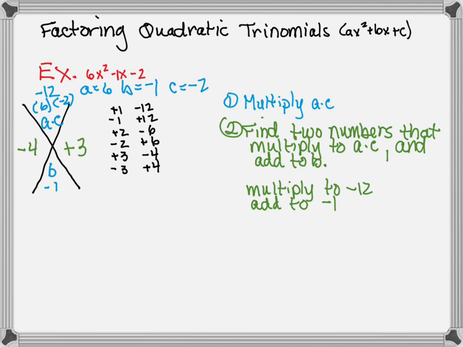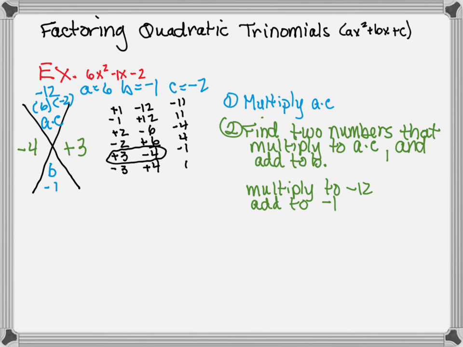Now let's see what they add up to. Positive 1 and negative 12 adds up to negative 11. Negative 1 and positive 12 adds up to positive 11. Positive 2 and negative 6 adds up to negative 4. Remember, we're looking for a pair that adds up to negative 1. So next pair, negative 2, positive 6, that adds up to positive 4. Positive 3, negative 4. Ooh, negative 1. This is my pair, and that's what we found. It doesn't matter that I wrote it in a different order. If I had written positive 3, negative 4, or negative 4, positive 3, that's the same pair of numbers.